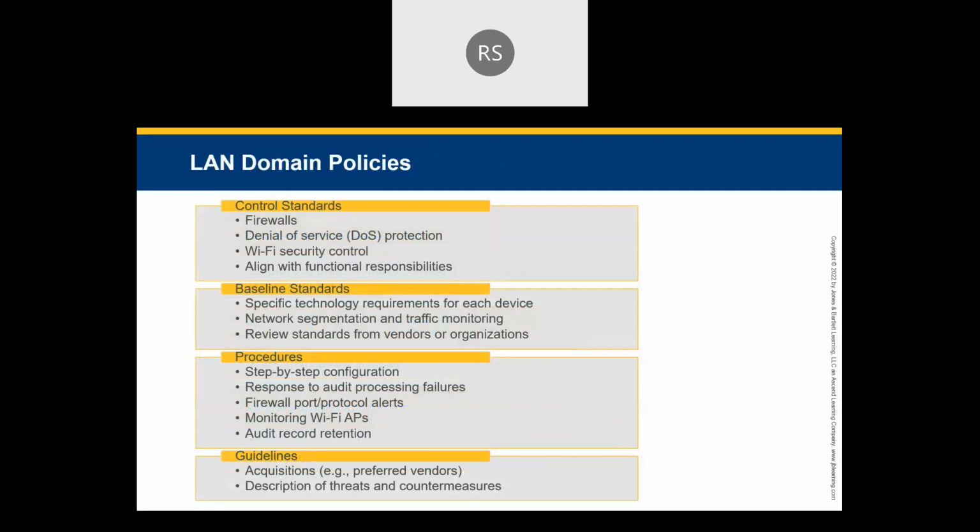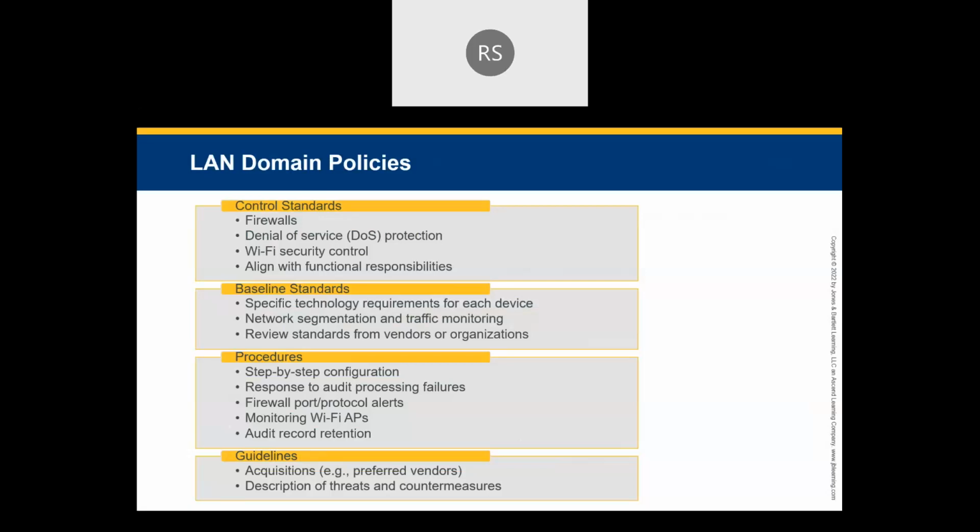So, the local area network is a critical component of an organization's infrastructure. This is connecting devices and facilitating communications within a confined area. So, to ensure the security and proper functionality of the LAN, there are specific policies that need to be established. Four common types of policies associated with the LAN domain are the control standards, baseline standards, procedures, and guidelines.